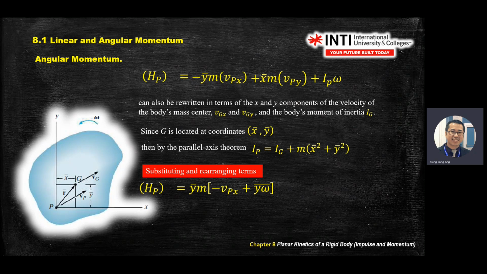For example, the one that you see here, let's say this one is an external point. External point equals IG plus MD square.